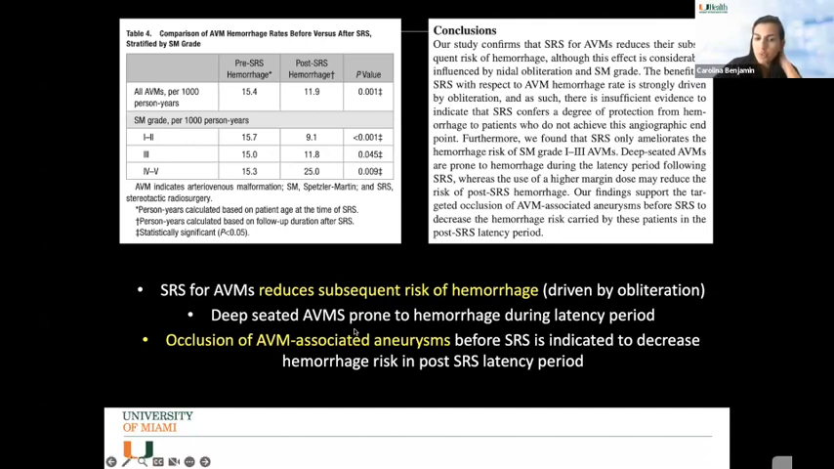Deep-seated AVMs are prone to hemorrhage during the latency period. That's important for patients to know, that there's going to be a price to pay, and some of the patients are at higher risk. And then again, as I mentioned, occlusion of AVM-associated aneurysms, at least in this multi-center study, is indicated to decrease the hemorrhage risk in the latency period.